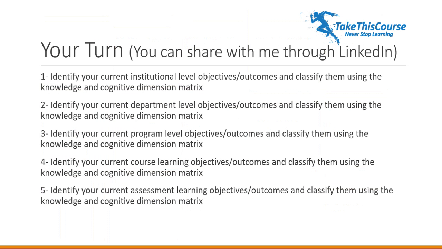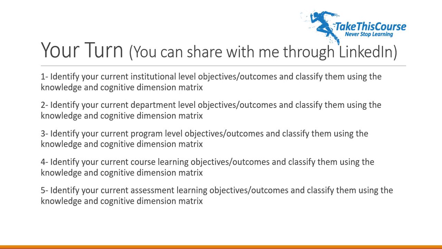So what do we need to do after this? I will give you your turn. You can share with me the results if you want through my LinkedIn, because I will share this video over there. So first of all, number one thing that we need to do after deciding whether we are with 2001 Bloom's taxonomy or we want to retain 1956. 1956 is obsolete. We are going with 2001.